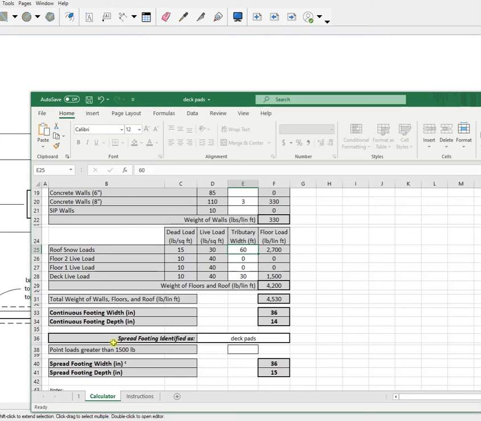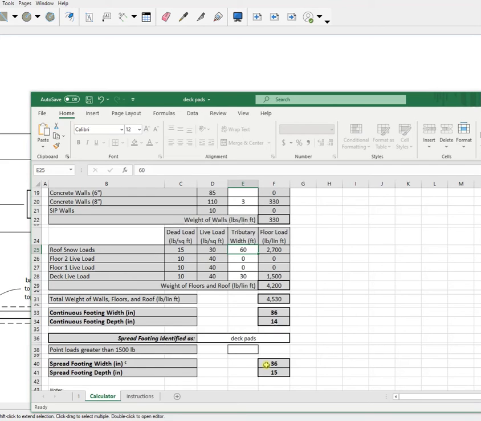And down here, you're labeling the pads. So I just put deck pads, and they're wanting this spread footer, that's the pad, 15 inches deep and 36 inches wide, so 36 by 36. And that's a big pad. So probably I'd take that back.